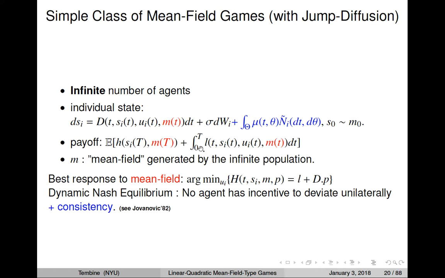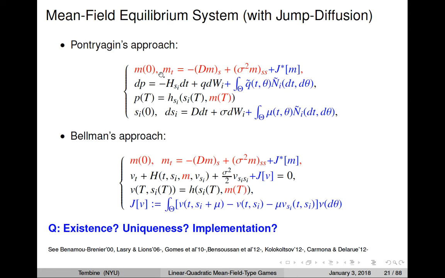So what we are going to do is to solve this system and later on discuss how we can draw it. This assumption of infinite number is tricky when you try to apply it, right? If you are a fan of the maximum principle, this is the type of equation you get. So there is an adjoint equation, and this can be easily obtained from spike variation.